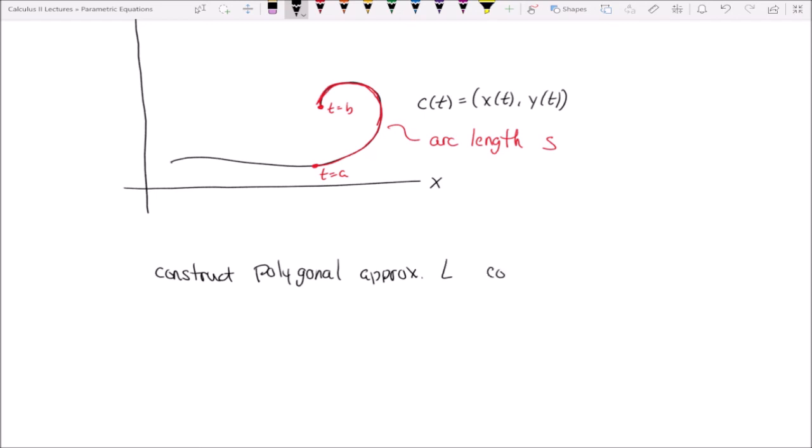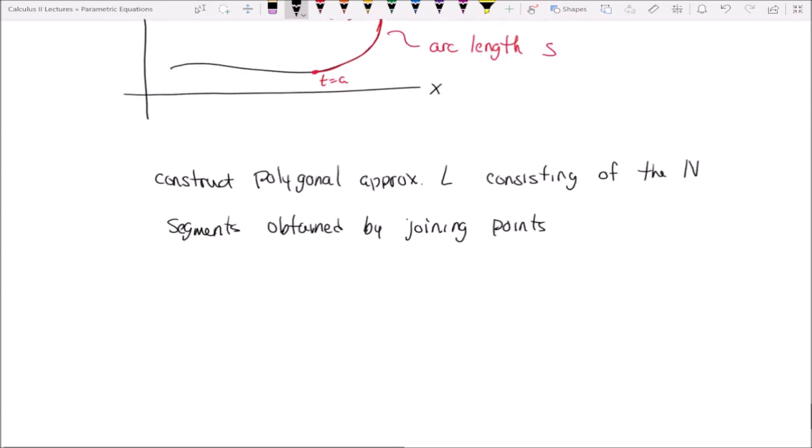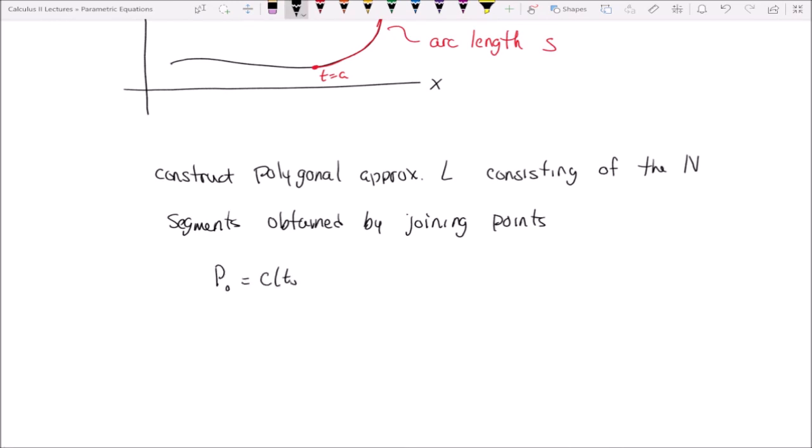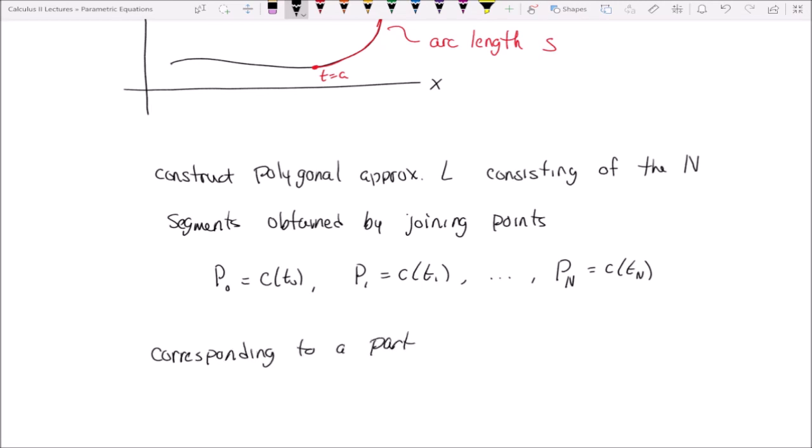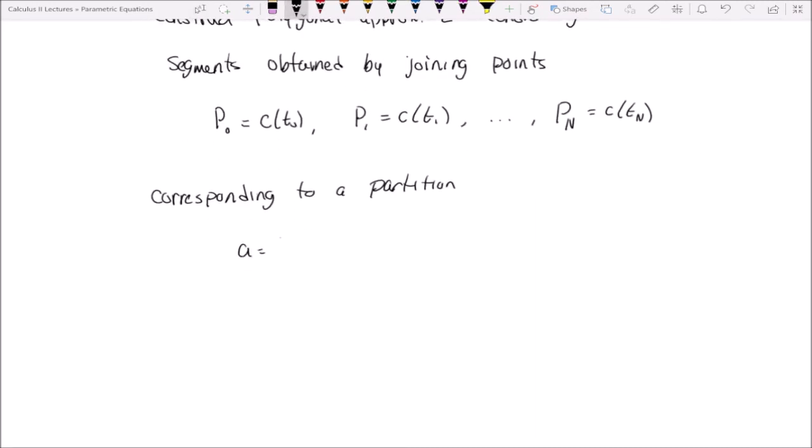L consisting of the n segments obtained by joining the points P0, which is C(t0), P1, which is C(t1), up through Pn, which is C(tn), corresponding to our partition, which is a = t0 < t1 < and so on, up until we get to tn, which is b.